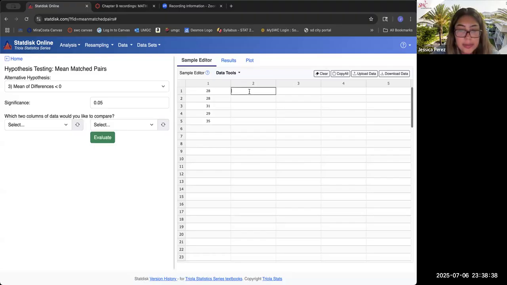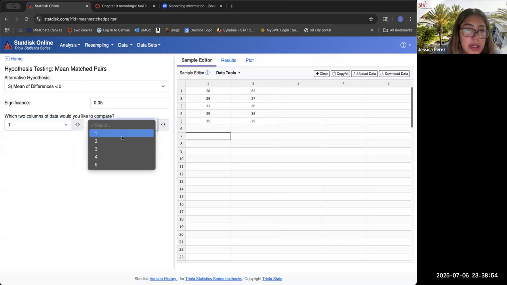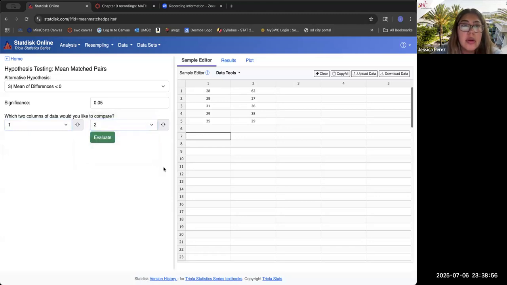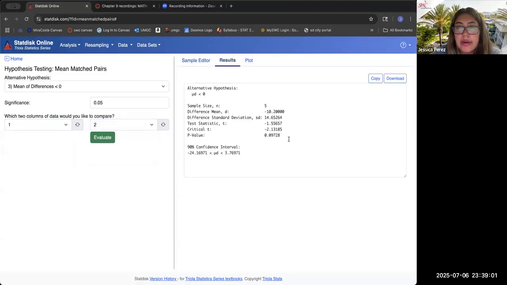And then the next one is going to be 62, 37, 36, 38, and 29. And then you're going to compare data 1 with data 2. Oops. Column 1 with column 2. And then you're going to select evaluate. And then there it is.